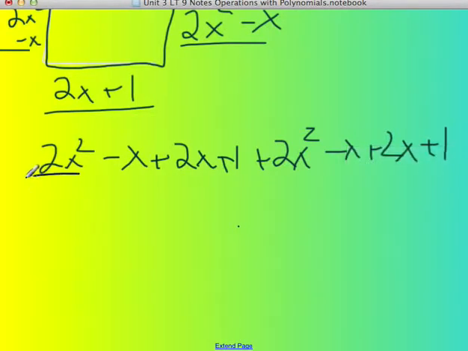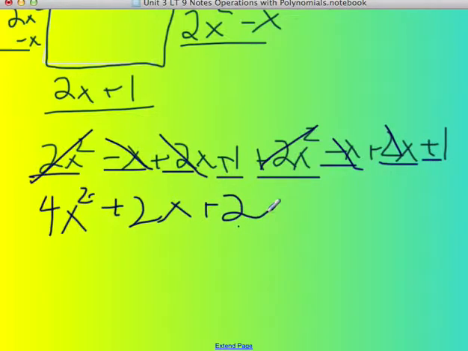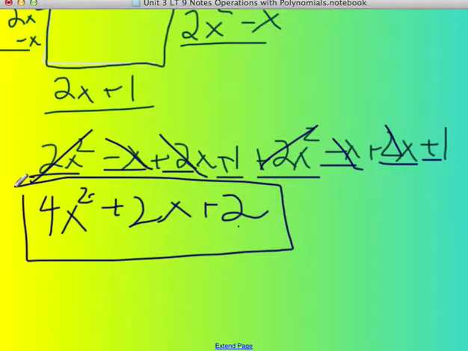All right, so 2x squared plus 2x squared. Well, 2 plus 2 is 4, and then we'll keep the x squared the same. You want your answer in standard form, so we want our exponents going in descending order. Negative x plus 2x, negative 1 plus 2 is just 1x, so now I'm down to 1x minus x, that's going to give me 0x, plus 2x, that's going to give me 2x. So my answer here is 4x squared plus 2x. And last but not least, I have 1 plus 1, which is going to give me 2. So this polynomial right here, 4x squared plus 2x plus 2, represents the perimeter of that rectangle.